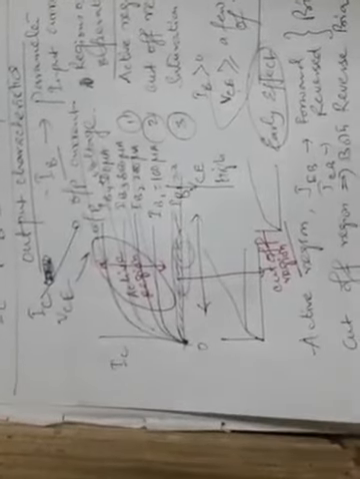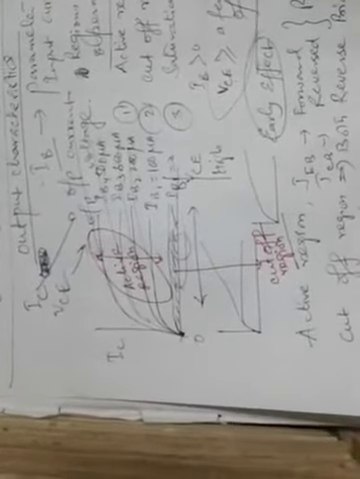Saturation region means the transistor operating in this region has the collector as well as the emitter junctions both forward biased by at least the cut-in voltage.